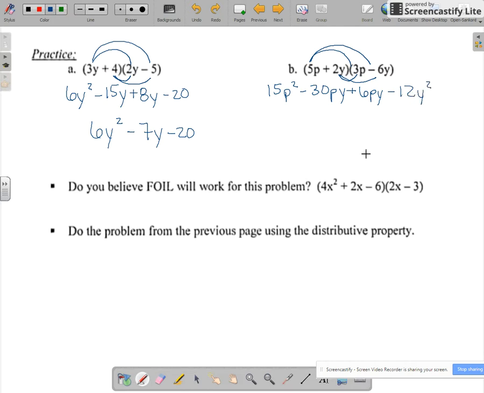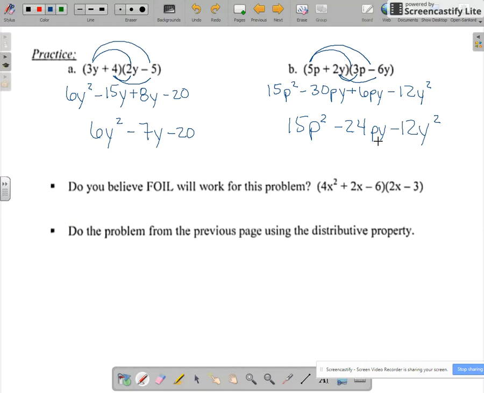Okay. Again, combining like terms. P squared, there's no other p squared, so we have 15p squared. Negative 30py plus 6py becomes negative 24py. And then negative 12y squared doesn't combine with anything, so we still have minus 12y squared. And there is our polynomial simplified.